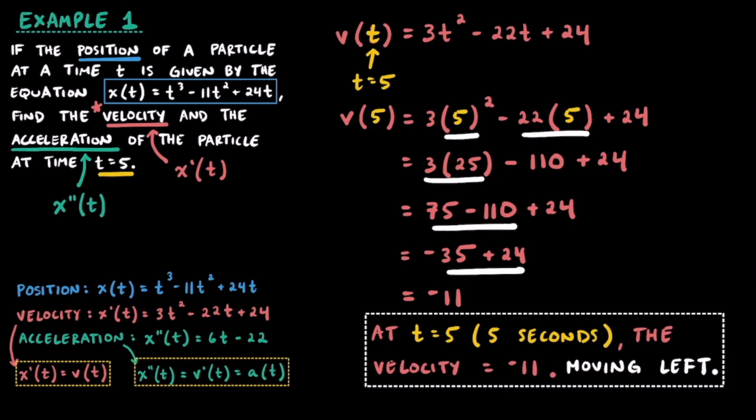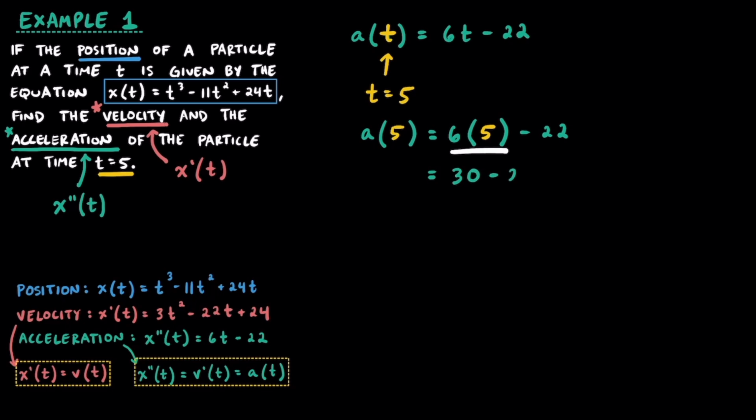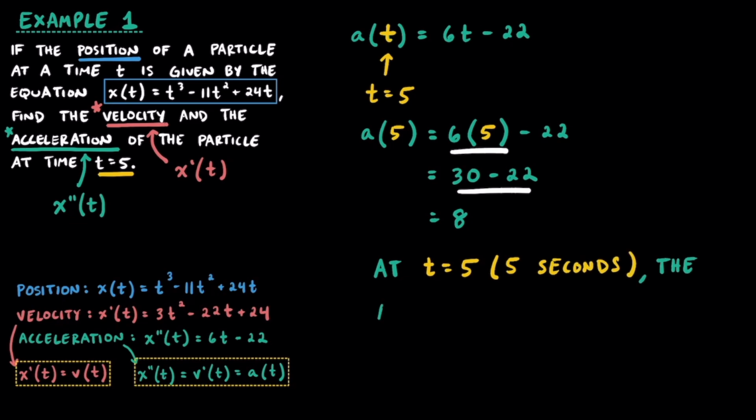Now let's find out the acceleration of this particle at time equal to 5. Using our acceleration function, a of t is equal to 6t minus 22, let's substitute in 5 for t. Substituting in 5 for t, we find out that the acceleration is equal to positive 8. At this point, we've solved for the velocity and the acceleration when time is equal to 5.